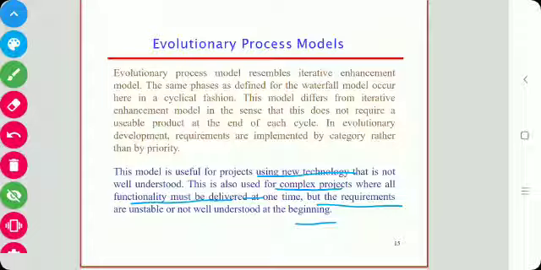Okay, so evolutionary process models are of two types, prototyping and spiral model. We will see this prototyping and spiral model in the next session.